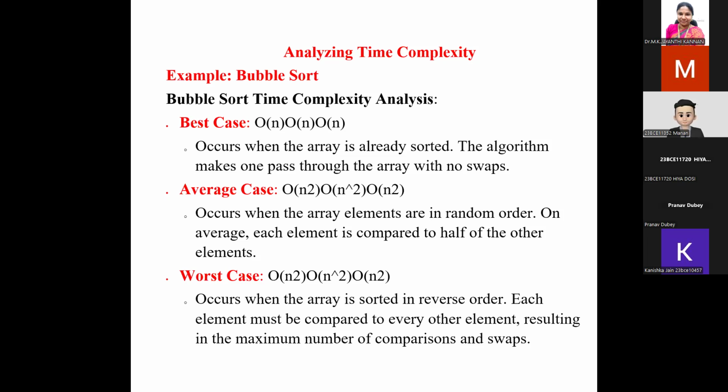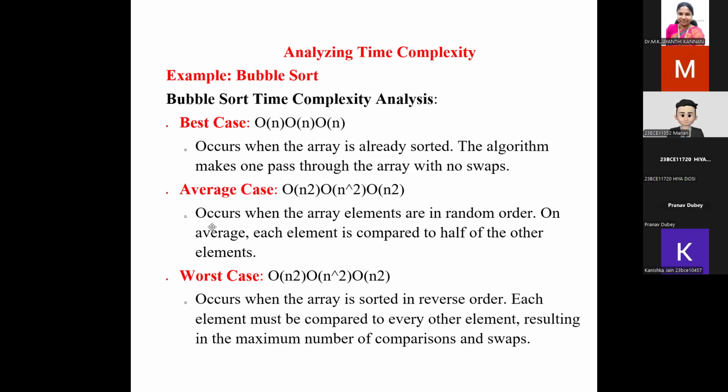So this best case occurs when the array is already sorted. The algorithm makes one pass through the array with no swaps. If the array is already sorted, there is no need to perform swapping. If you perform one or two swaps, that also occupies CPU time and memory space. So if the list is already in ordered form, that is the best case.